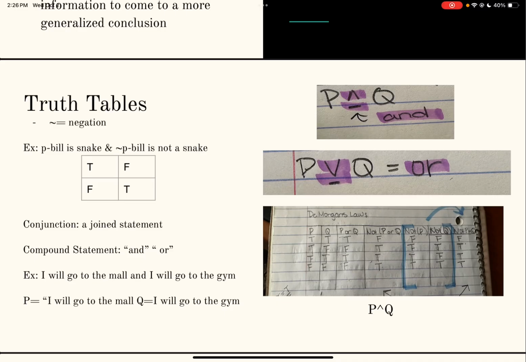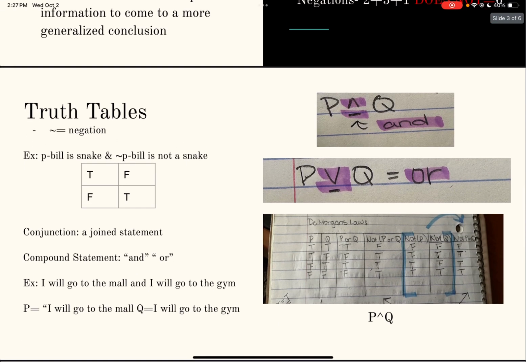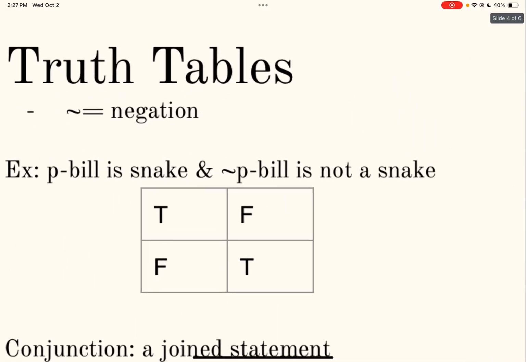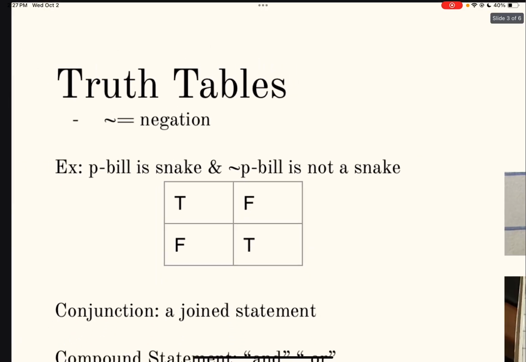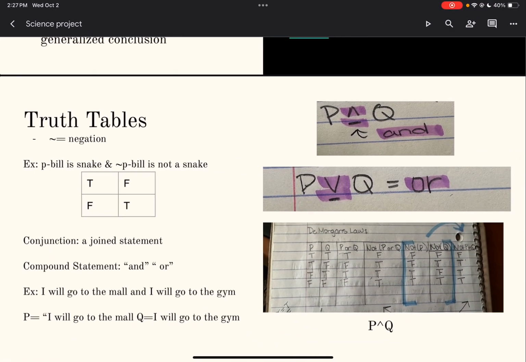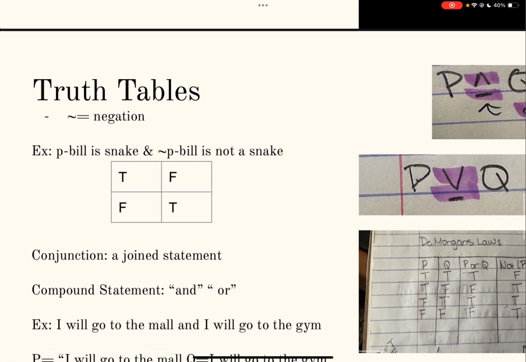Next, we're going to get into truth tables. Since you already know how to define negations, I went ahead and added that symbol. It's like a squiggly mustache or a sideways S, I guess. So I have an example for that. P is Bill is a snake, and the negation of P is Bill is not a snake.